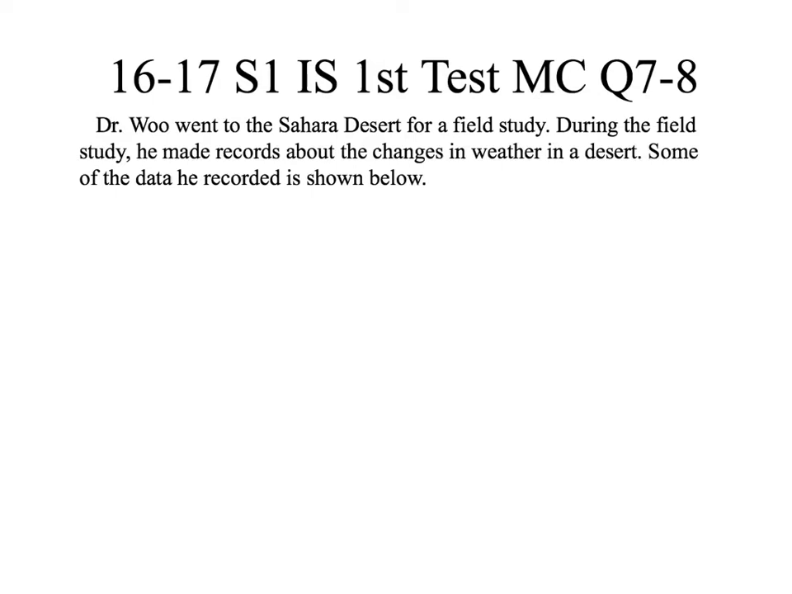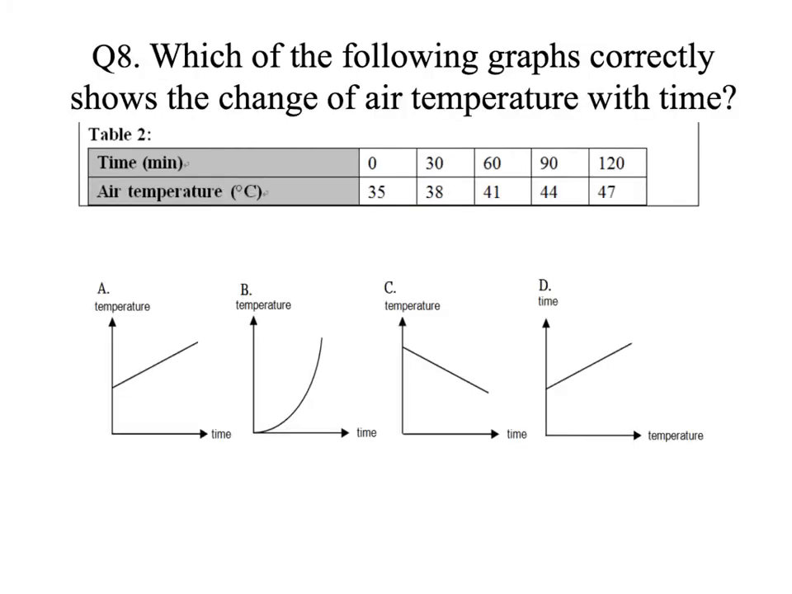This question requires students to refer to the experimental data in the table to answer the question about an investigation in Sahara Desert. And then next, for question 8, this time it asks about air temperature. So we don't need to take a look at table 1 anymore. This time we'll focus on table 2, because table 2 is discussing the air temperature.